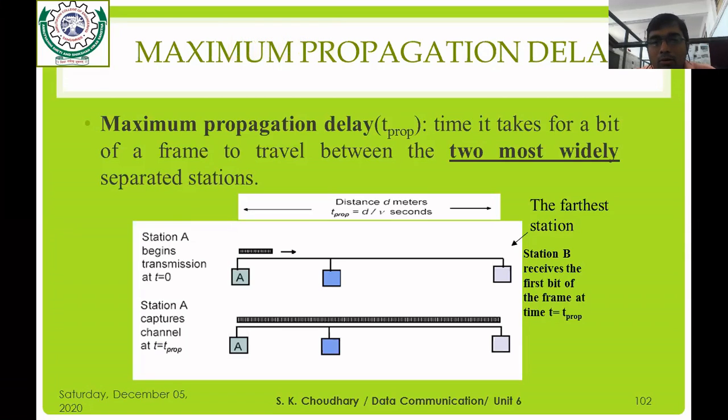Now we have to define the maximum propagation delay, a term that we used before. So what is the maximum propagation time? It is the time it takes for a bit of a frame to travel between the two most widely separated stations.